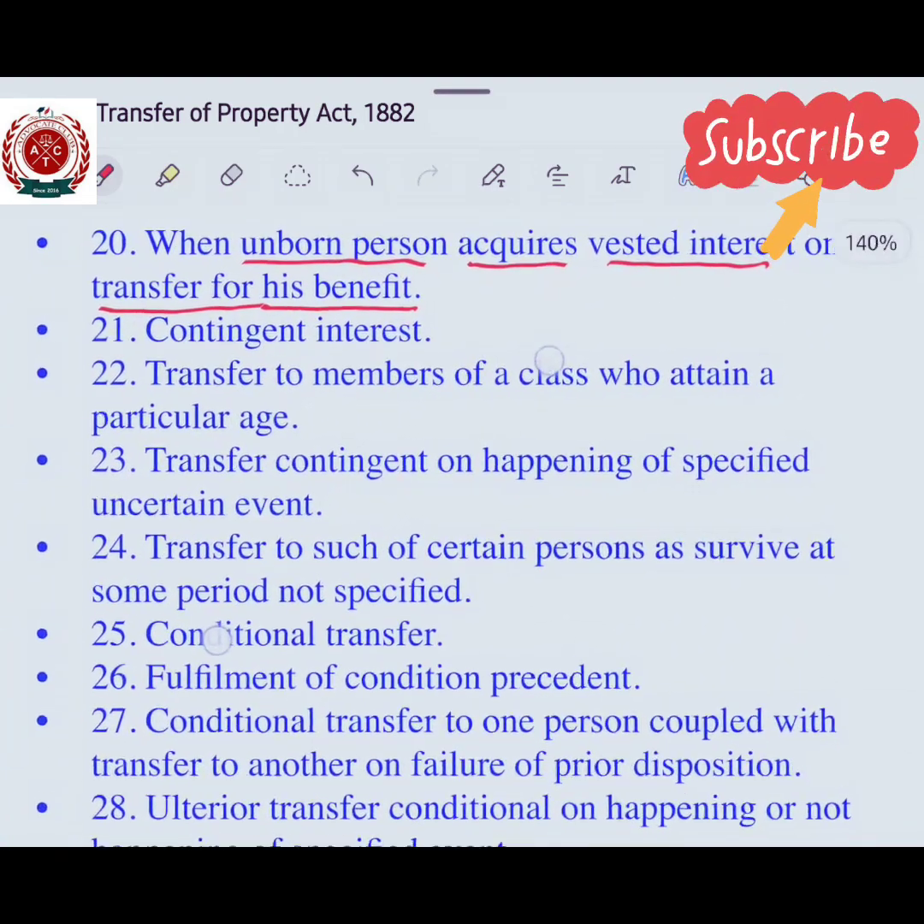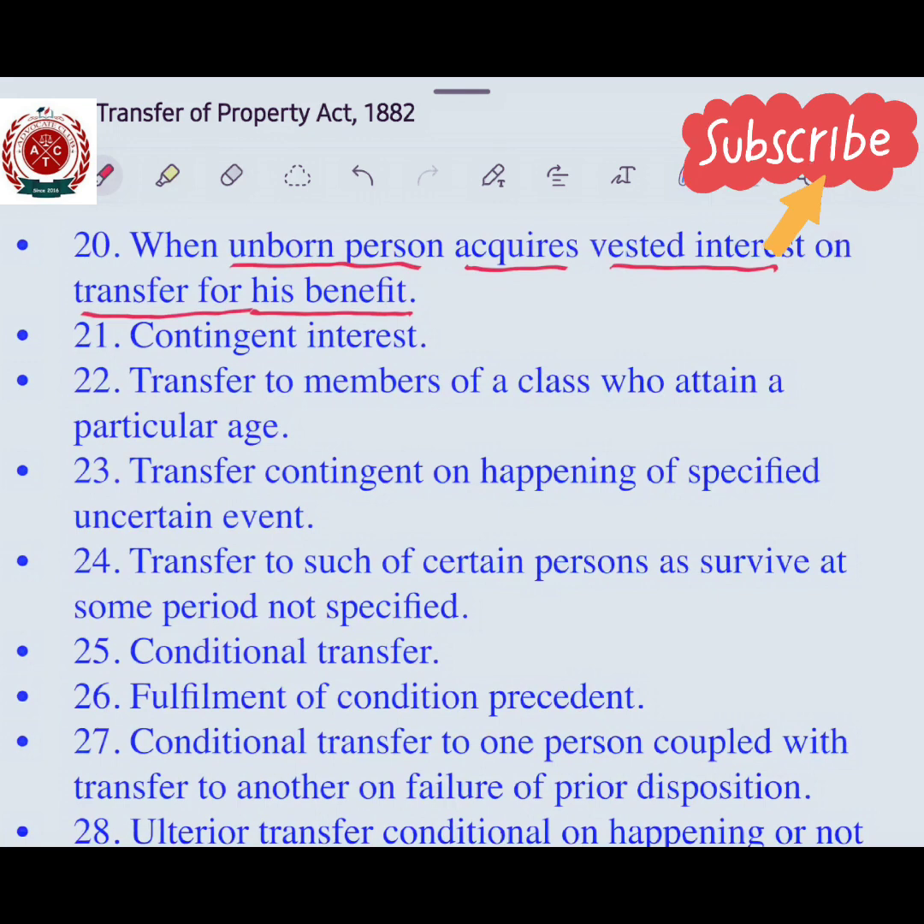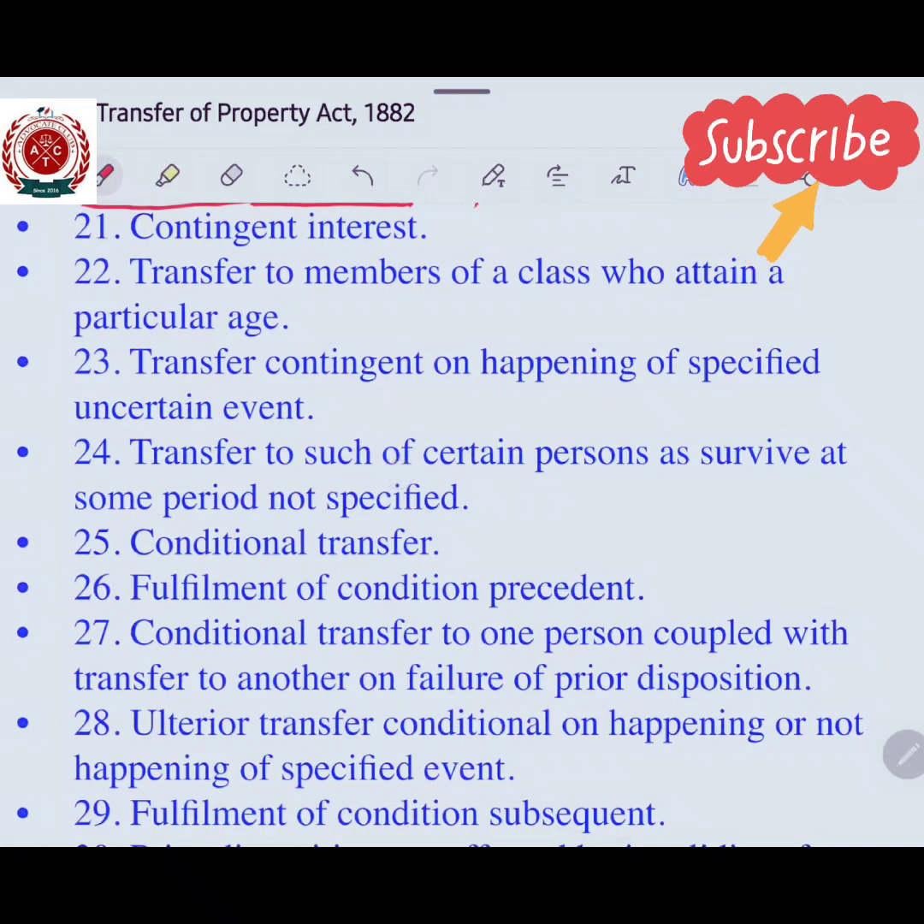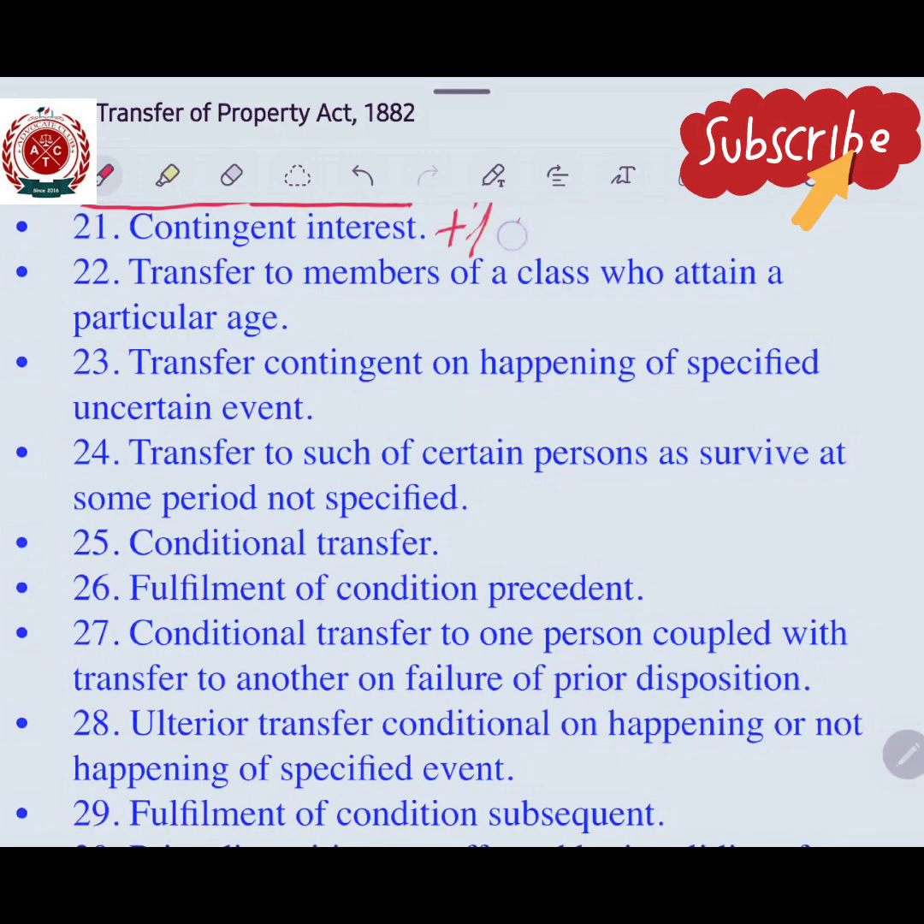Next, section 20 deals with when an unborn person acquires vested interest. It is upon his birth that he acquires vested interest. Next is section 21, contingent interest. Contingent interest is a future possible interest. It depends on an uncertain event, happening or non-happening. It is transferable but non-heritable, and cannot be attached in execution proceedings.